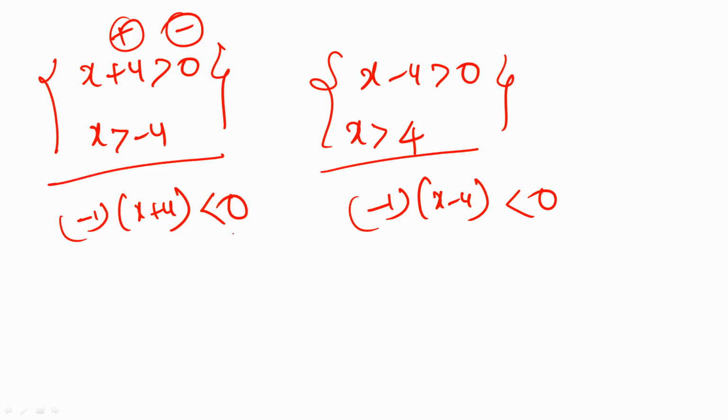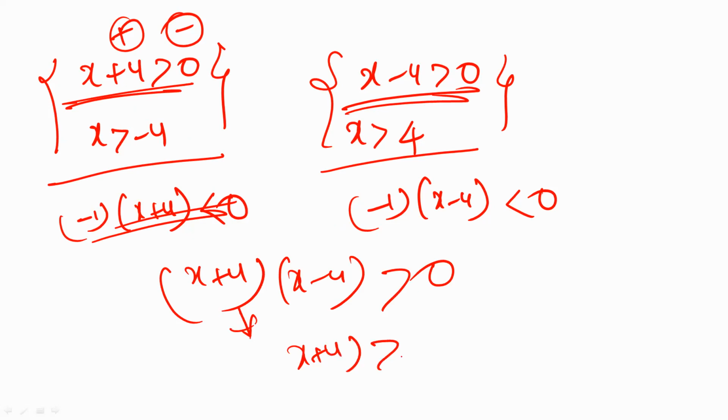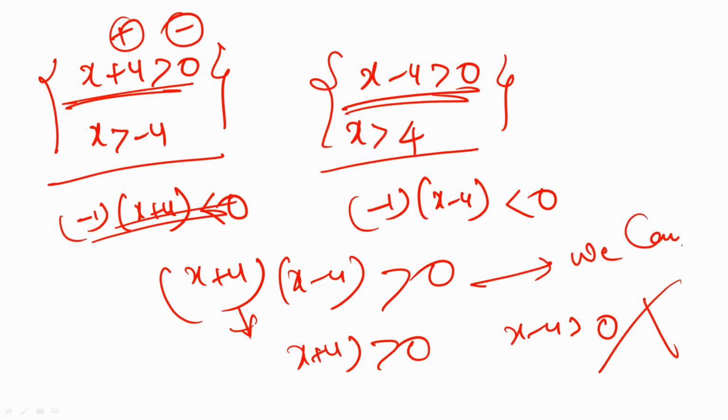Okay, fine. And we cannot split it here. If it is written as x + 4 into x - 4 greater than 0, we cannot split it in this way, into x + 4 greater than 0 and x - 4 greater than 0. We can't split here, because this is written as a product.